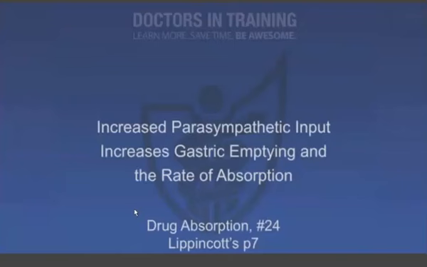On the other hand, slow transit time may increase drug absorption. And again, that's not always a good thing. Sometimes if you have a slow transit time because the patient's constipated, you're absorbing more of the drug than you want to, and you're getting increased toxic effects. So there's a lot of things that play into this. If you have increased parasympathetic input, that's going to increase gastric emptying, and that's going to increase the rate of absorption because the drug is going to move from the stomach into the duodenum and have time to be absorbed.